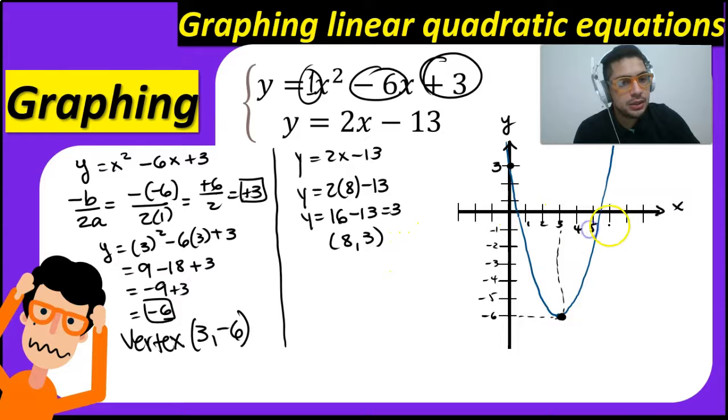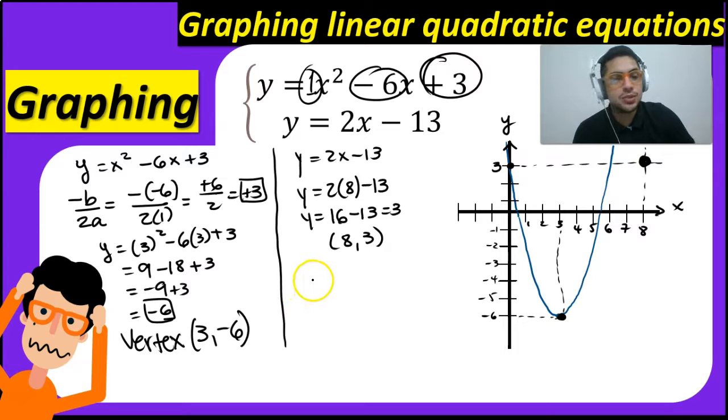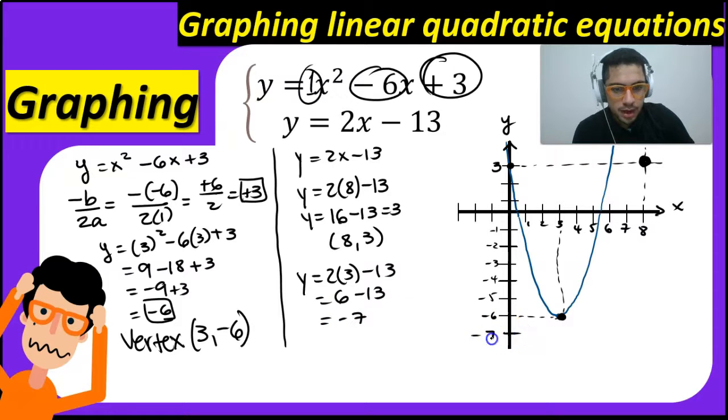So we're going to look for that point, right? So it's 8, 3, right? So around here. And then it's also going to pass through another point. So let's say, what's the value for 3, for example? You can choose any number you want to. So it's going to be 2 times 3, that's 6, minus 13, that's going to be minus 7, right? So around here. We're gonna just draw a line, right?